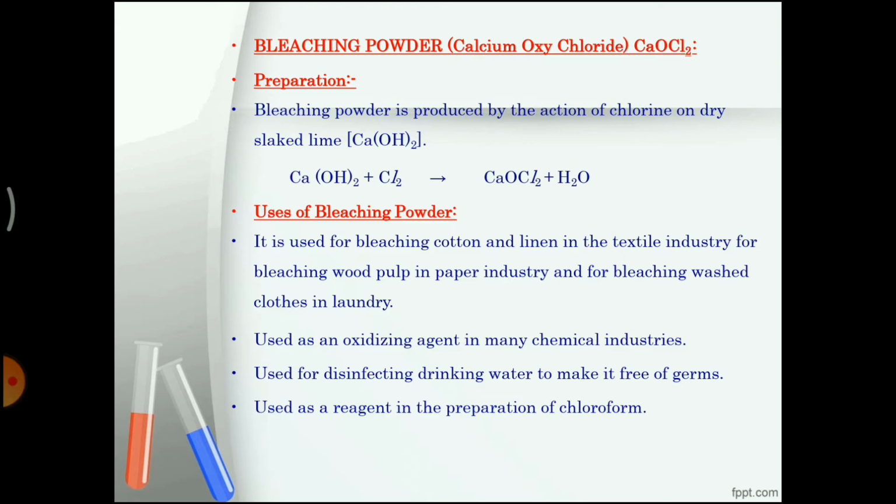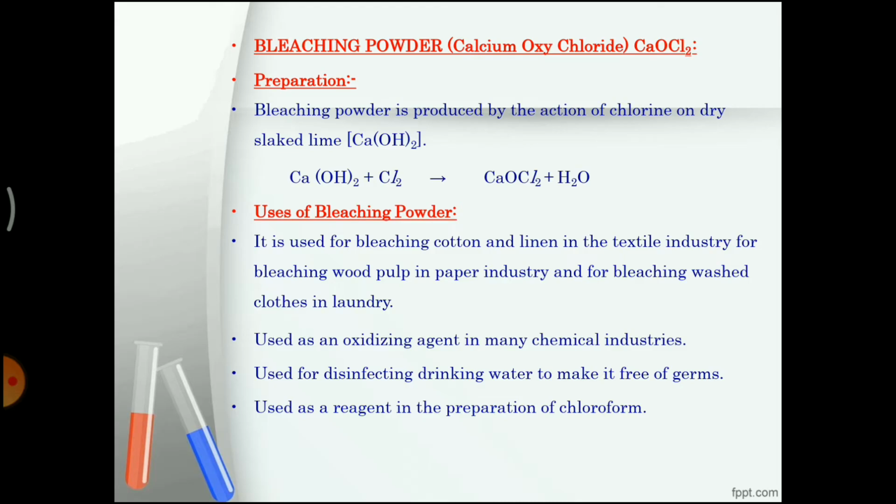See the chemical equation. Ca(OH)2 plus chlorine gas gives rise to CaOCl2, which is called bleaching powder, plus water. Uses of this bleaching powder.